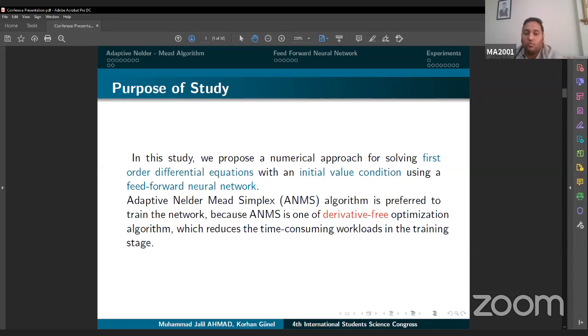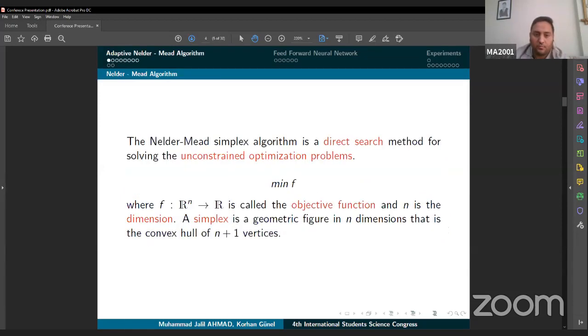For the neural network, we will use a feed-forward neural network in this study. Before getting to the adaptive Nelder-Mead algorithm, first we have to understand what the standard Nelder-Mead algorithm is. The standard Nelder-Mead algorithm is a direct search method for unconstrained optimization problems.